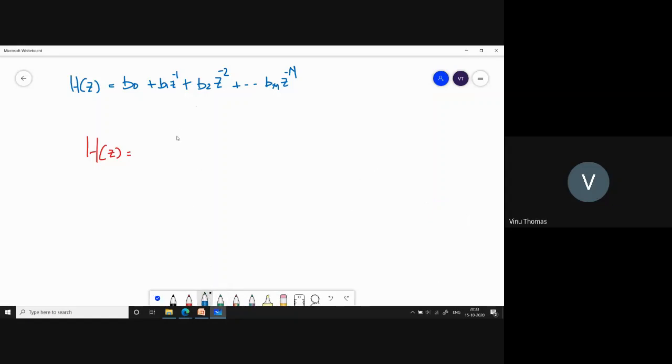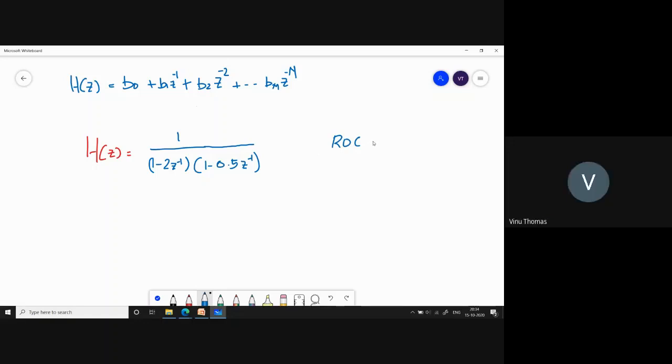Say, for example, if I have 1 by 1 minus 2 Z raised to minus 1 into 1 minus 0.5 Z raised to minus 1. What is the region of convergence of this filter? Can you tell me what is the ROC for this filter? 0.5 and 2. ROC?